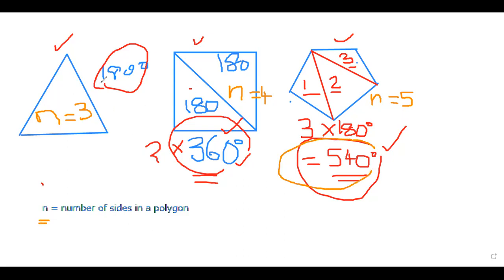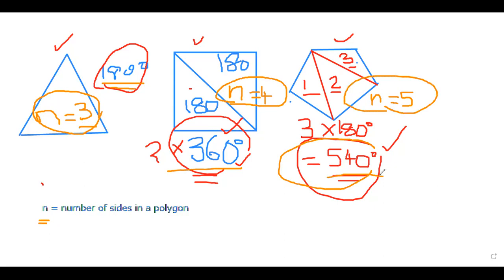Now, what can you say about the 180 and the n? What can you say about when n is 4, the angle is 360. When the n is 3, the angle is 180. When n is 5, the angle is 540. You remember the chapter of patterns we learned? So what is the pattern here?